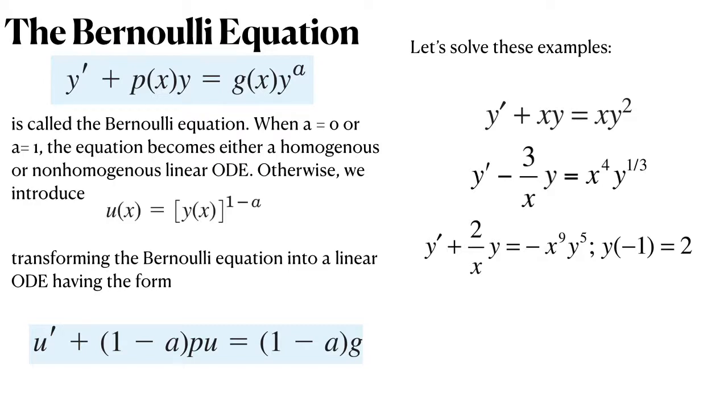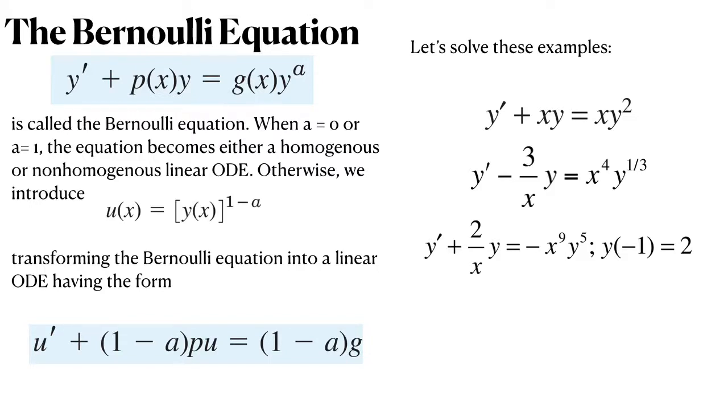But what if not? Otherwise, we introduce a new variable u, or a function u of x. U of x is then equal to y of x to the power of 1 minus a. Now, using differential calculus, we derive and substitute into the original equation. It can transform our Bernoulli equation yet again into another linear ODE having the form u of x prime plus quantity 1 minus a times p of x, u of x is equal to 1 minus a g of x.